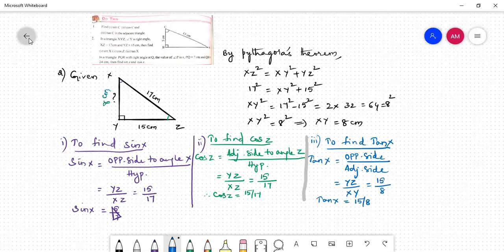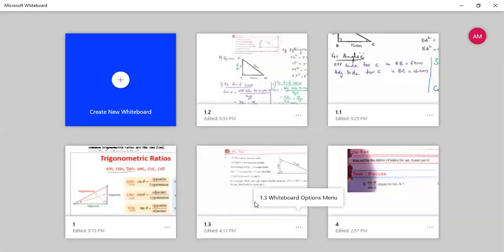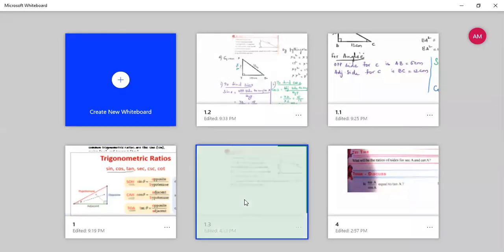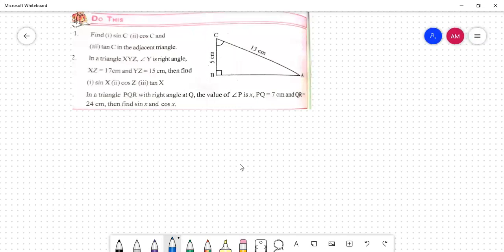Okay, you try the third problem. In a triangle PQR with right angle at Q, the value of angle P is X. PQ is 7 centimeters, QR is equal to 24 centimeters. Then find sin X and cos X. Can you try this problem?